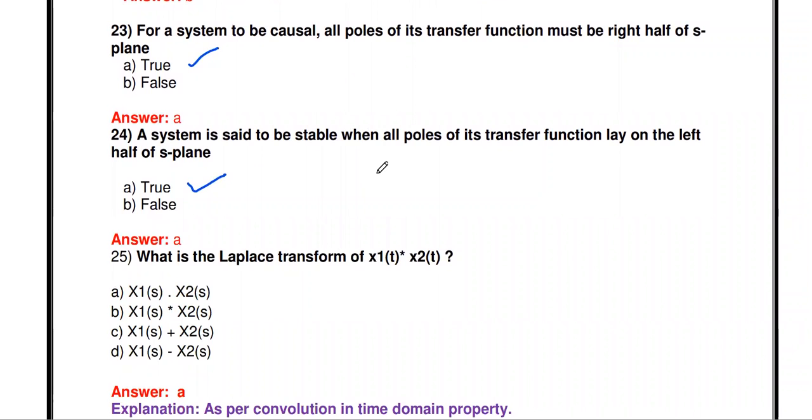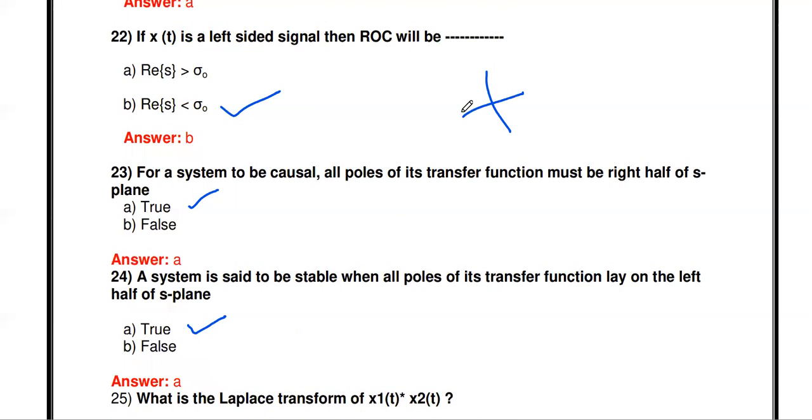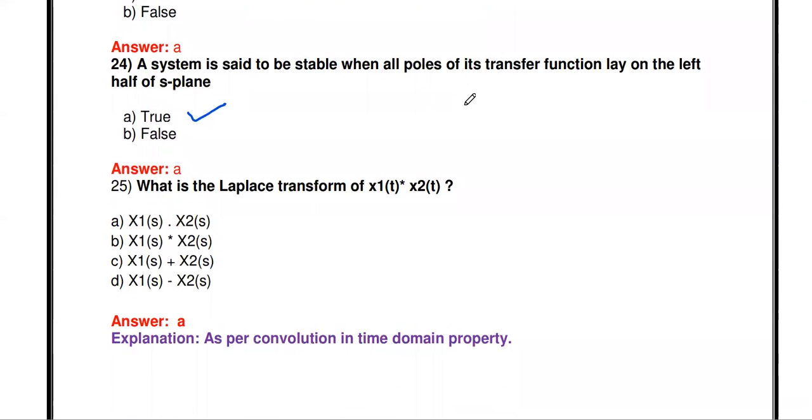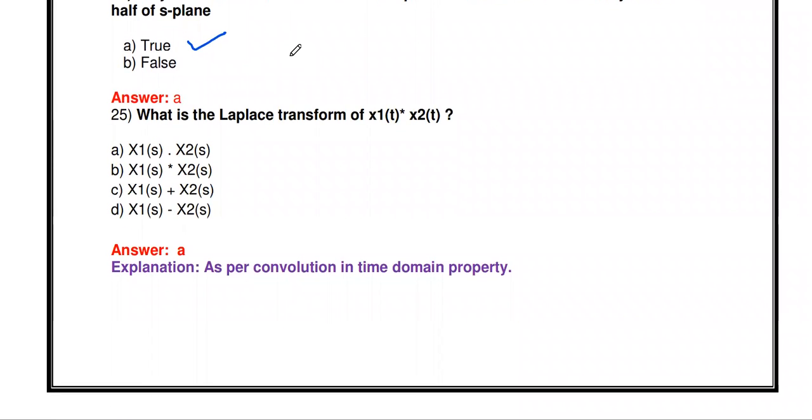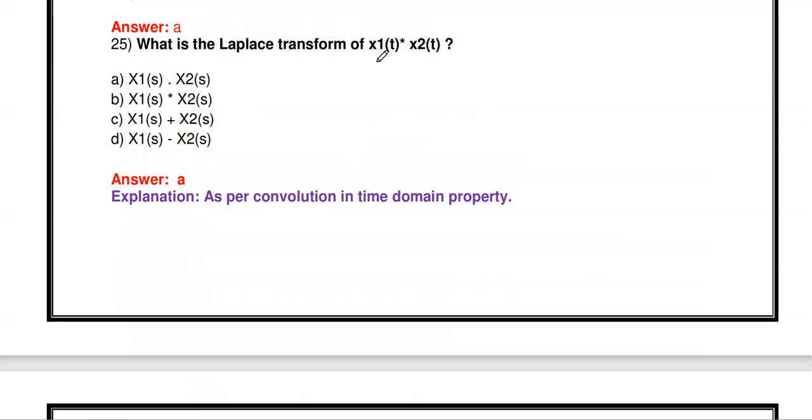If the system is marginally stable, one of the poles lies on the y-axis, the imaginary axis. If any one of the poles is lying on the imaginary axis, that system is marginally stable. If all poles are lying in the left half, it is stable. These are some of the things about ROC. Then, what is the Laplace transform of x1 of t convolution with x2 of t?